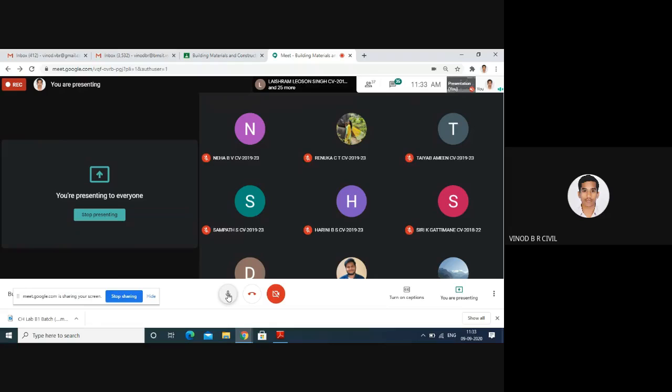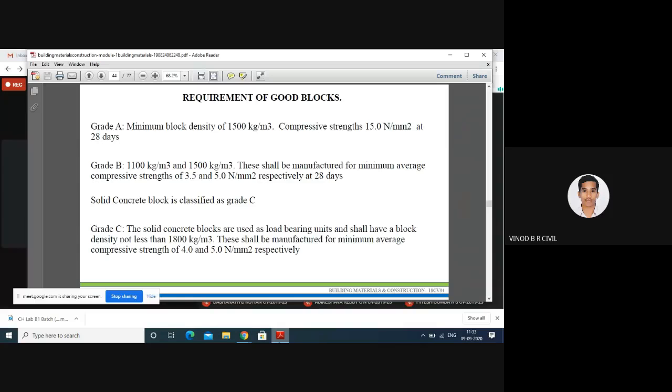Load bearing walls, usually especially for residential buildings, they follow this procedure. Foundation, and after the completion of foundation, they go for the masonry, that is nothing but the wall. They construct simultaneously wall, lintel, column, beam, slab, like that. Okay, that is a good example of load bearing walls. Concrete blocks are useful especially for load bearing walls because we can expect more density, so it can take more load.